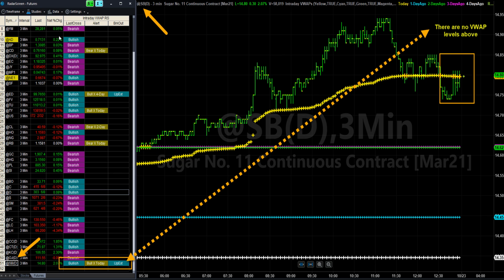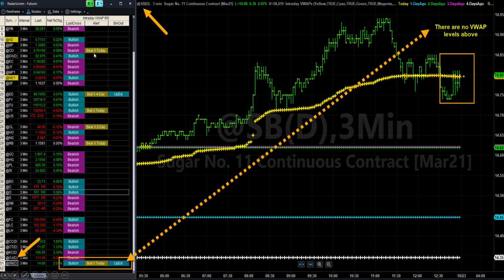This is the RadarScreen on the left there, and basically the same intraday VWAP tool that we were looking at in the chart, it's telling us whether the last cross was bullish or bearish. So if it crosses above any one of these levels, that's a bullish cross. And if it crosses below any one of these levels, that's a bearish cross. So it's just giving us the mode of the market for the last cross. And then on the alert column, it's telling us which day it crossed.